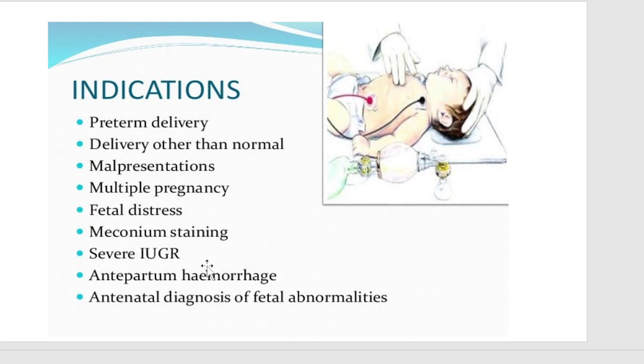Also meconium aspiration, meconium staining, and severe IUGR babies, and antepartum hemorrhage. This can be when the mother has PIH, pregnancy induced hypertension. In that case there may be a chance of separation of the placenta from the uterus, which can lead to antepartum hemorrhage, and antenatal diagnosis of any fetal abnormalities. In all these situations neonatal resuscitation is required.